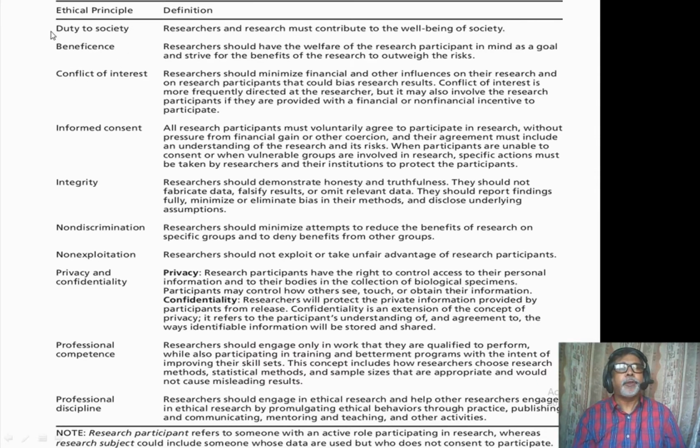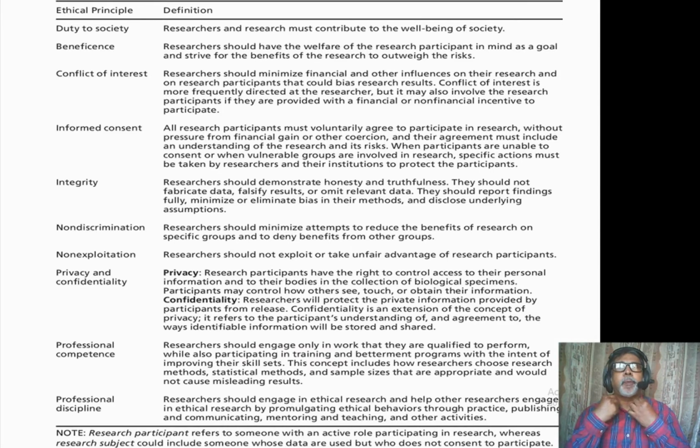For example, the first one is the duty to society. The researchers and research must contribute to the well-being of the society. So this is the first and foremost ethical principle, that whatever research you do and the researchers involved in that particular research must contribute to the well-being of the society.